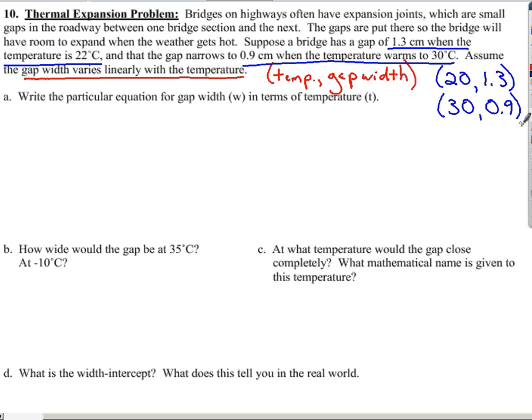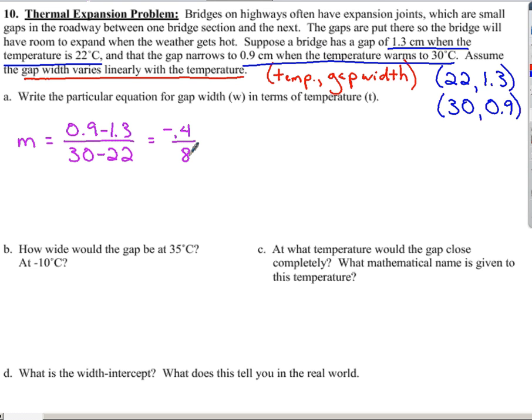So temperature is 22 on the first point. But we got our 2 points, right? With our 2 points, we can find an equation. We start by finding the slope. If I subtract the second point from the first, I'd be taking the difference in the y's, 0.9 minus 1.3, over the difference in the x's, 30 minus 22, not 20. If we calculate all that out, we get negative 0.4 over 8.